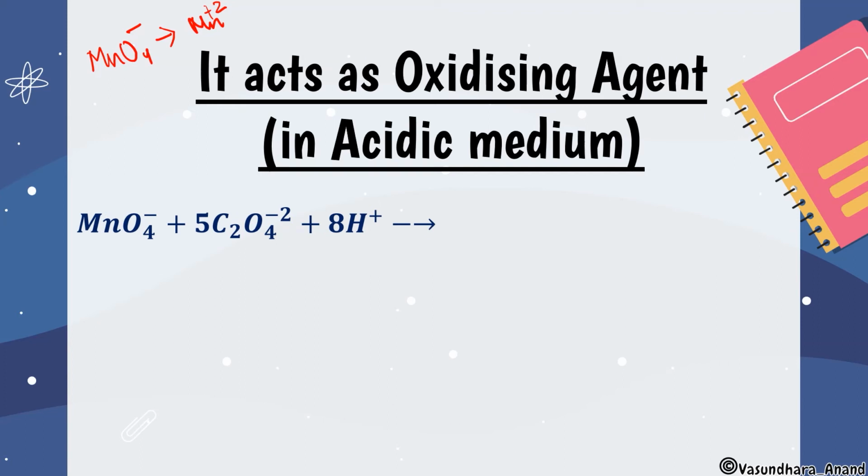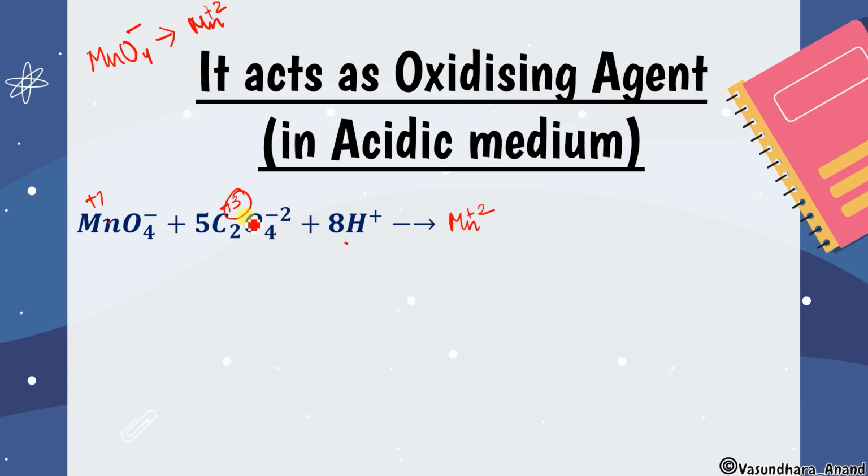MnO4 minus plus 5C2O4 2 minus plus 8H plus. Now, since it is in acidic medium, you are damn sure about two products: Mn will give you Mn plus 2 and H plus will give you water. For sure. Now this one is in the plus 3 state, and here Mn is in plus 7. So obviously this will give you Mn plus 2.